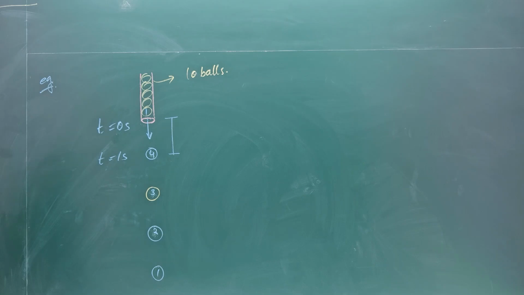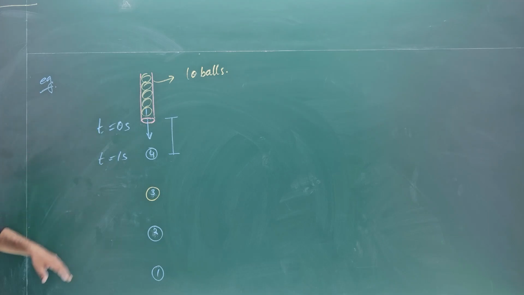4 seconds. First ball released at t equals 0 seconds. Second ball released at t equals 1 second. Third ball released at t equals 2 seconds. Fourth ball released at t equals 3 seconds. Fifth ball released at t equals 4 seconds. Yes or no? And sixth ball will be released at t equals 5 seconds, and so on. All 10 balls are released out.